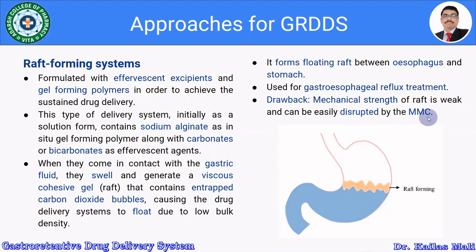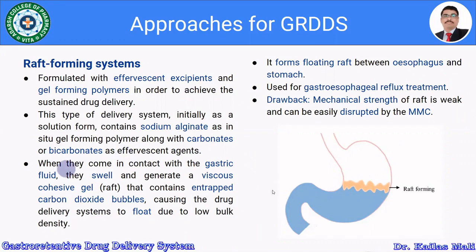So in the case of raft forming system, it is formulated with the effervescent excipients and the gel forming polymers in order to achieve the sustained drug delivery. This type of delivery system initially is in a solution form, that is a liquid form, and contains sodium alginate as a gel forming polymer along with the carbonates or the bicarbonates as an effervescent agent.